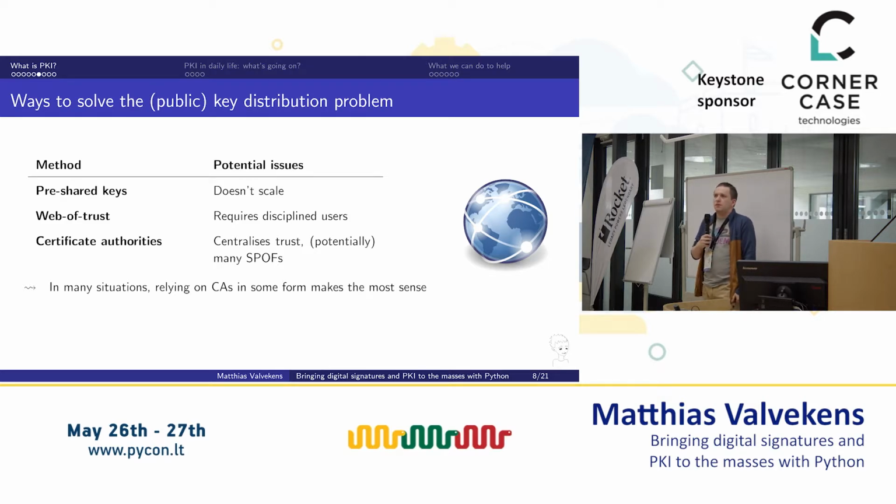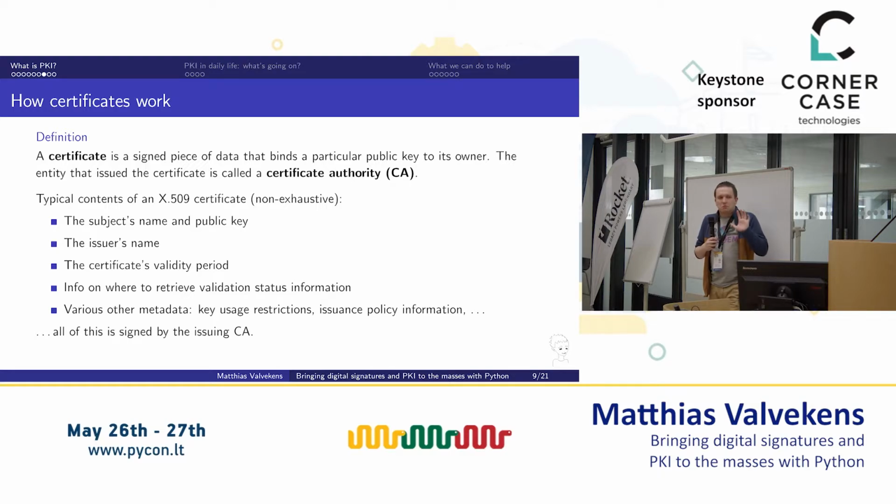Great. So how do the actual certificates work then? So a certificate is kind of just another signed piece of data, and it binds, as I said before, a particular public key to its owner. The entity that issued the certificate is called the certificate authority. That's kind of the idea here. So it's just a signed statement by the CA, plus metadata, right? There is the subject name and public key. That's obvious that you need that. Then there is the issuer name, the validity period, info where to retrieve, all sorts of validation status information, blah, blah, blah. A bunch of other things, but the essence is that it binds a key to its owner. If you remember that, that's okay.